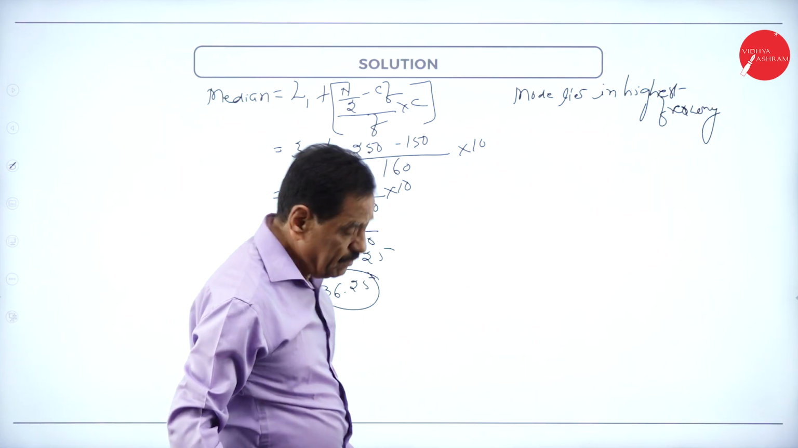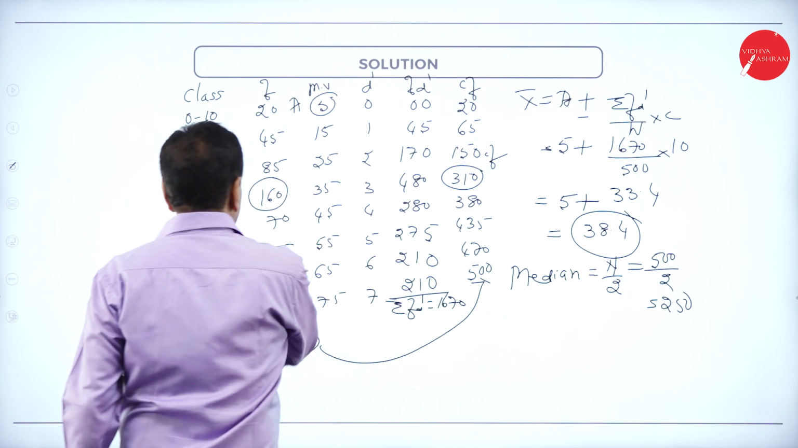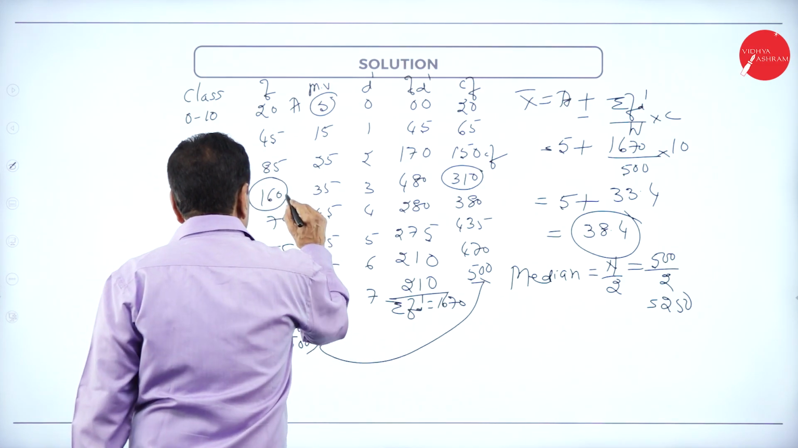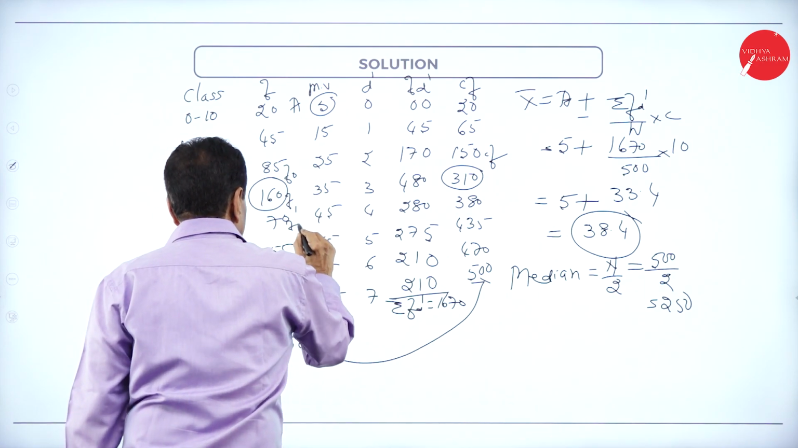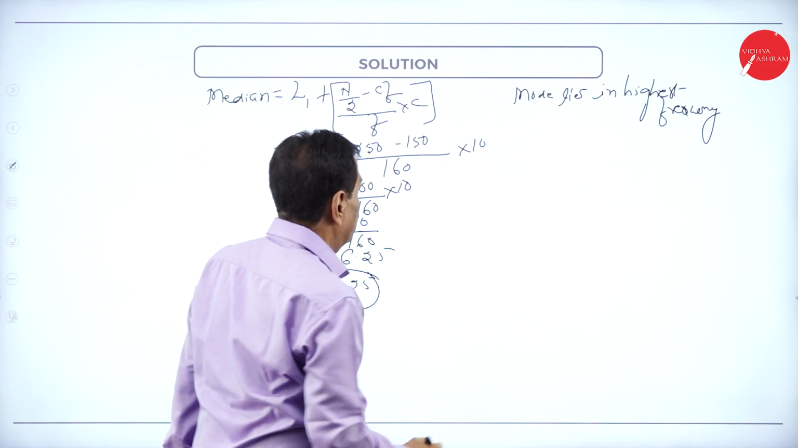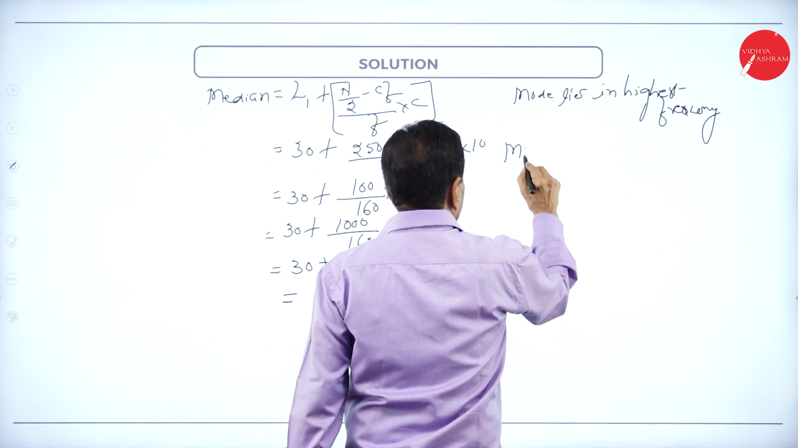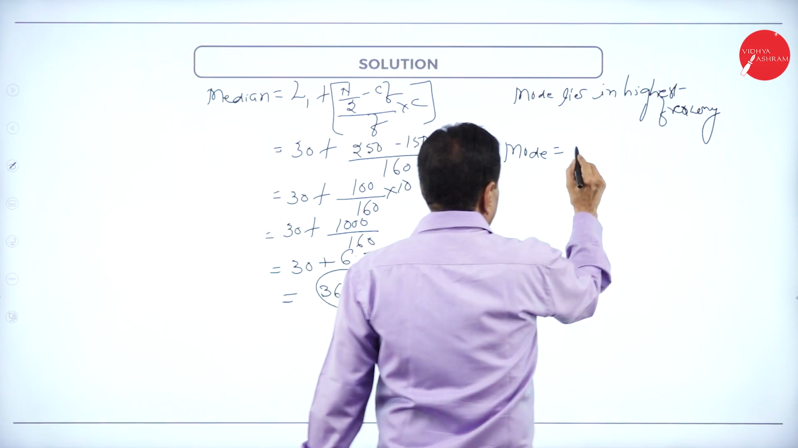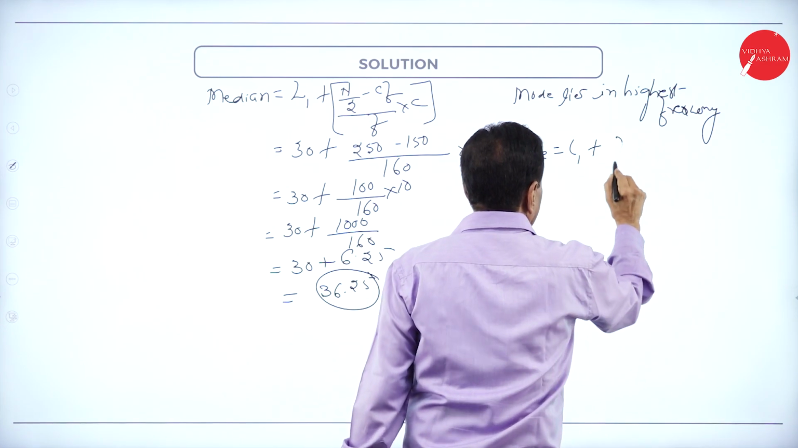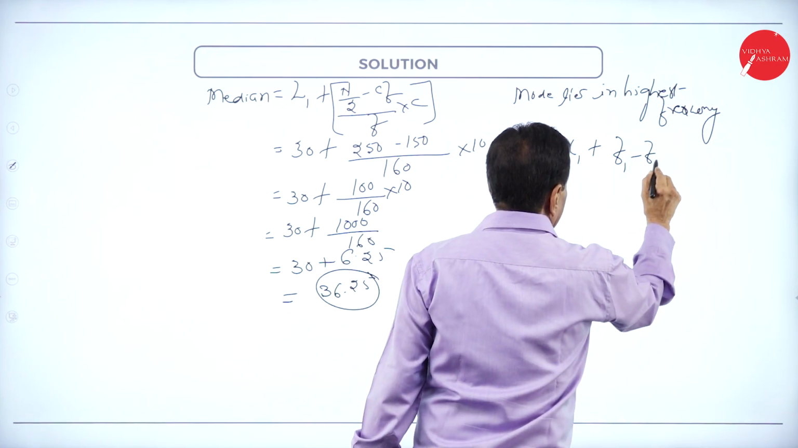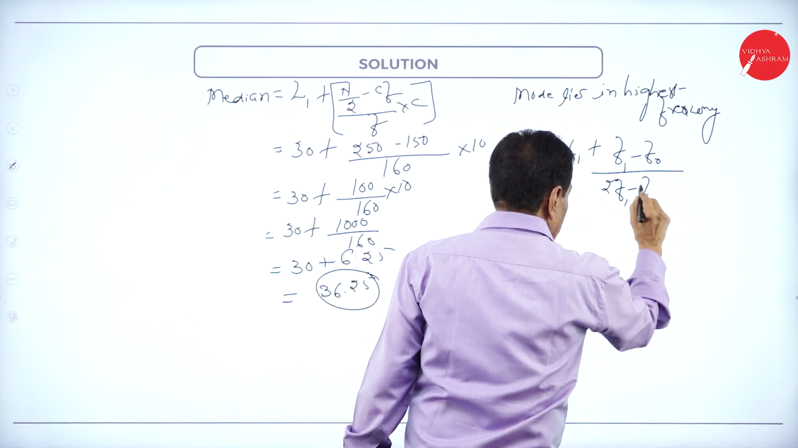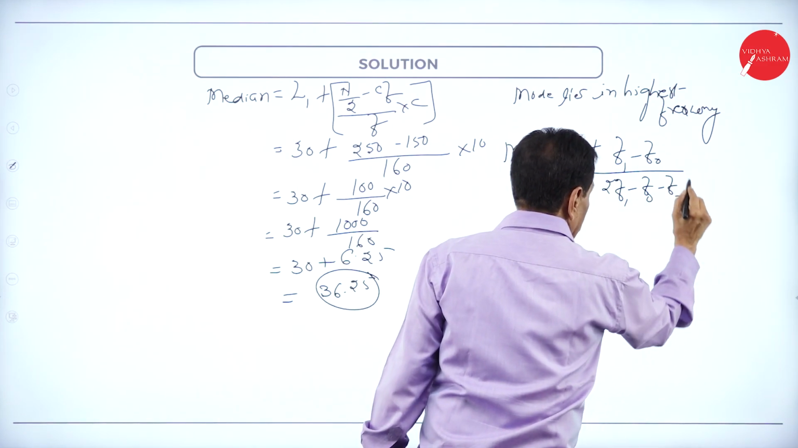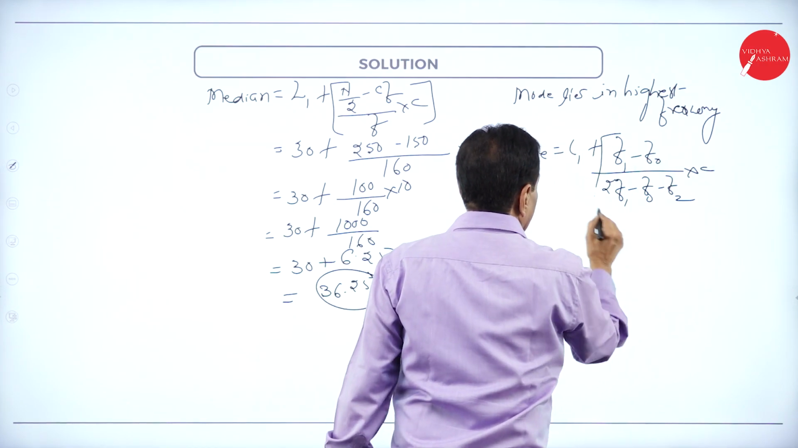Which is the highest frequency here? So 160 is the highest frequency. This is your F1. This is your F0. Next is F2. Apply the formula. Mode is equal to L1 plus F1 minus F0 over 2F1 minus F0 minus F2 into C.